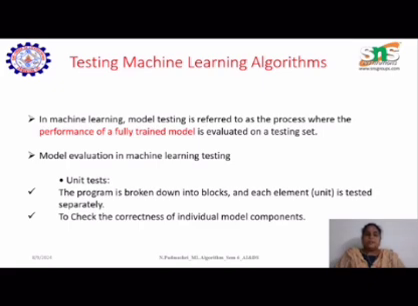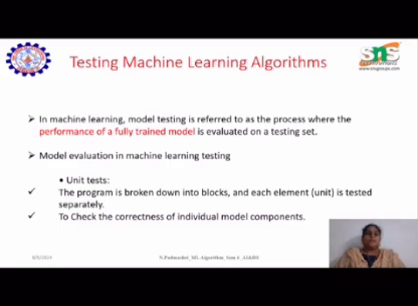So, model evaluation in machine learning testing. First, we consider the unit test. As the name suggests, the program is broken down into a number of units, and each and every unit is tested separately in order to find whether the model is working correctly. Each unit is tested separately to check the correctness of the individual component. Overall, by checking all the units, we then collect them together to measure the entire performance of the machine.